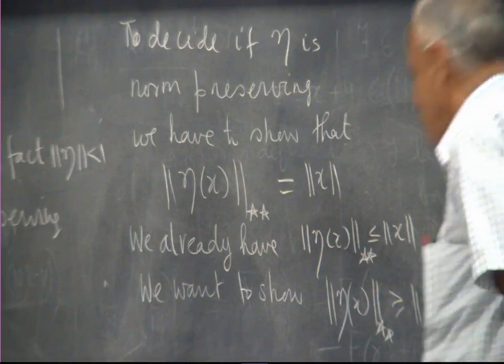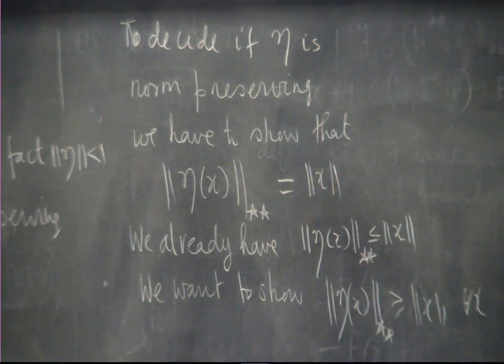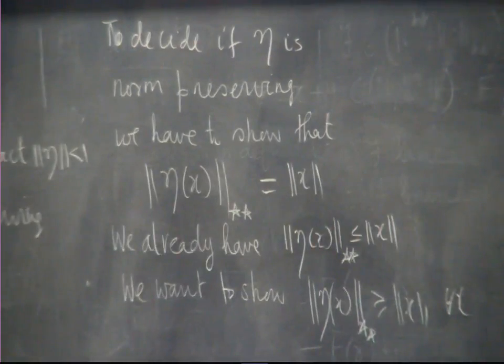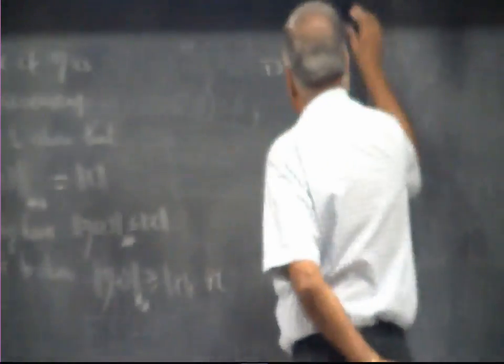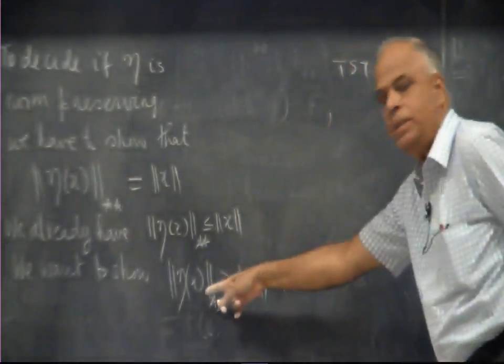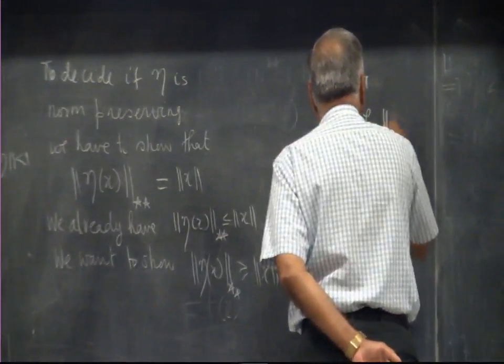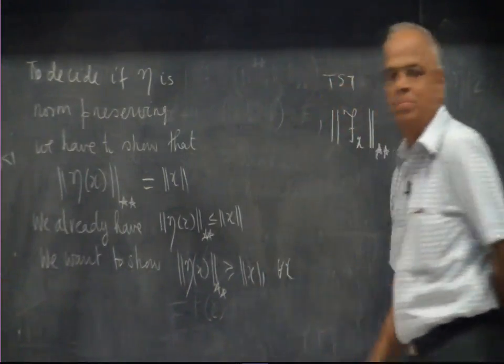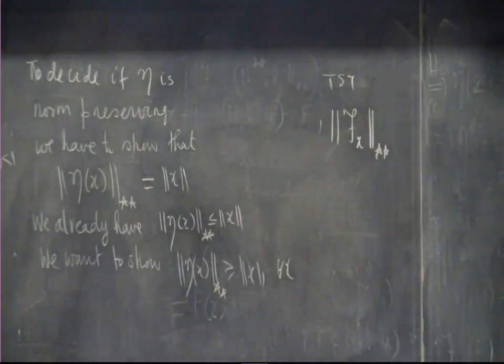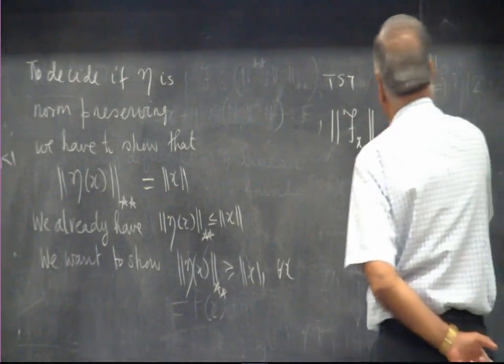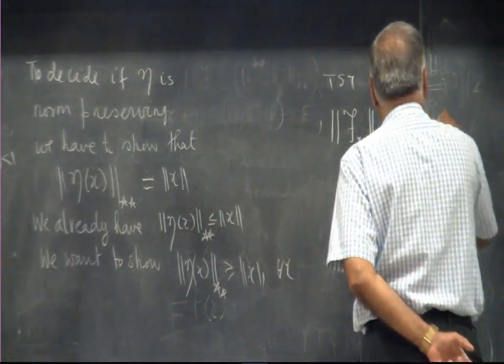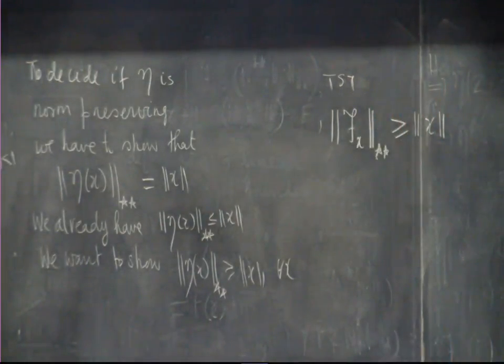Right. So how do we show that? Okay, so that is we have to show that. What is eta x? By definition, eta x is the shadow. The shadow is what we denote by script fx. We want to show that this is greater than or equal to norm x.